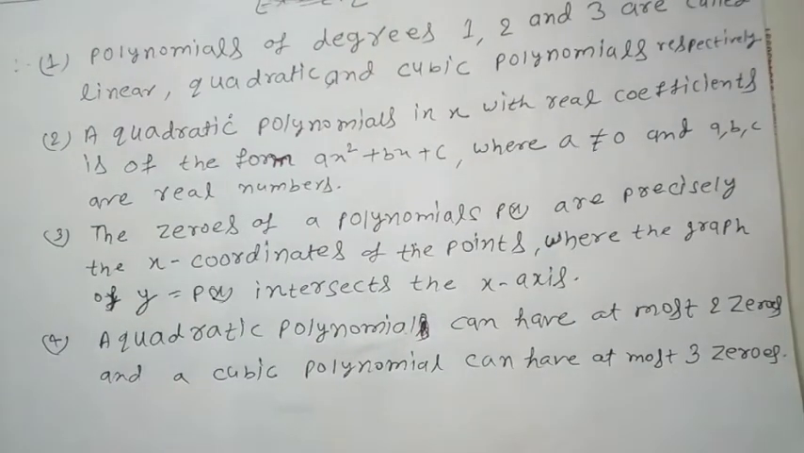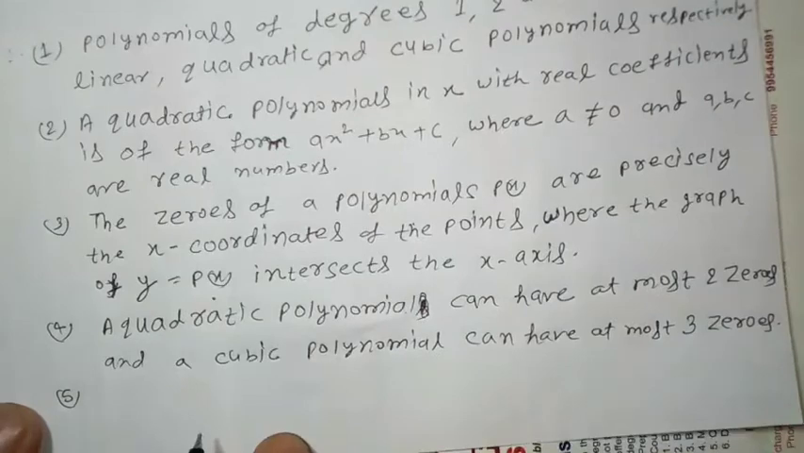It means that the number of zeros depends upon the degree of the polynomial. A polynomial of degree 1 has 1 zero, degree 2 has 2 zeros, degree 3 has 3 zeros, degree 4 has 4 zeros.